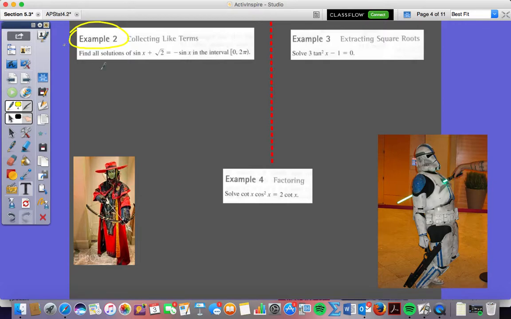So if I say sine of x plus square root of 2 equals negative sine of x, what do we want to do? Get sine on the same side, right? Just like we would in a regular equation. And how would we do that?